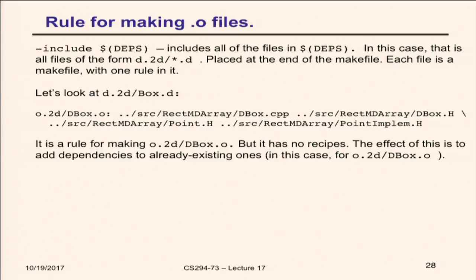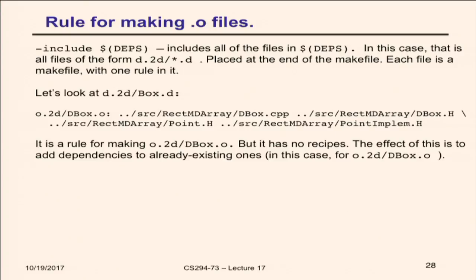So let's take a look at what that looks like for one of them. This is d.2d/dbox.d. Here's the rule: o.2d/dbox.o. What it's giving me is a set of dependencies, but no recipe. All it's saying is what dbox.o depends on.